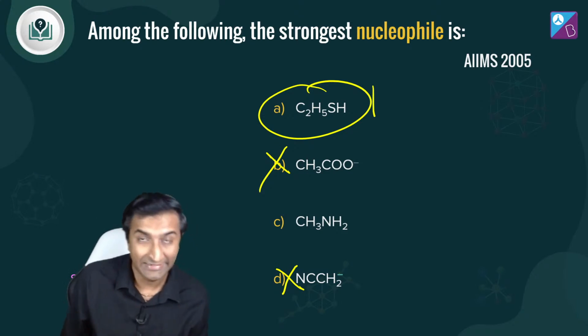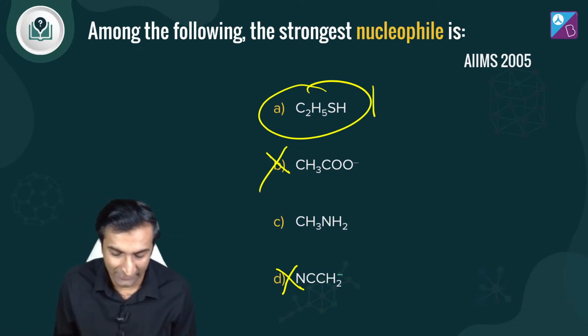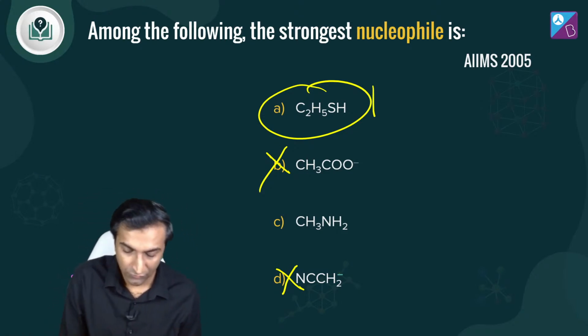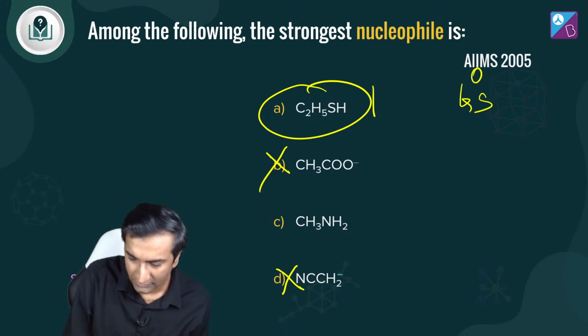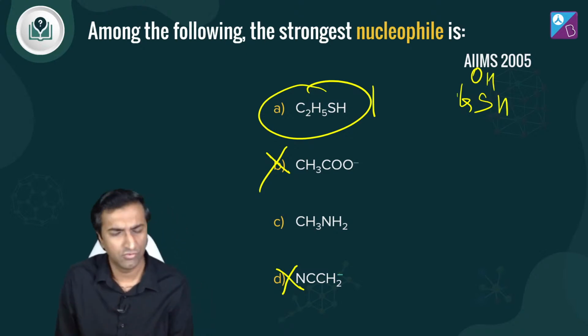You could eliminate B and D to an extent, but between A and C, you'd be like, अरे यार, क्या करें? Right? So, what is SH? S is below oxygen, right? So, this is just like OH, SH. ठीक है? कुछ नई चीज नहीं है.